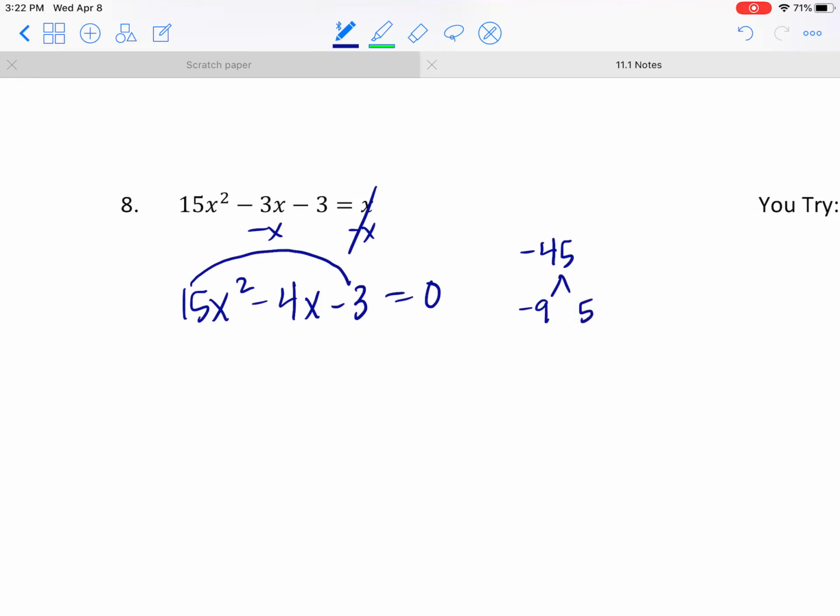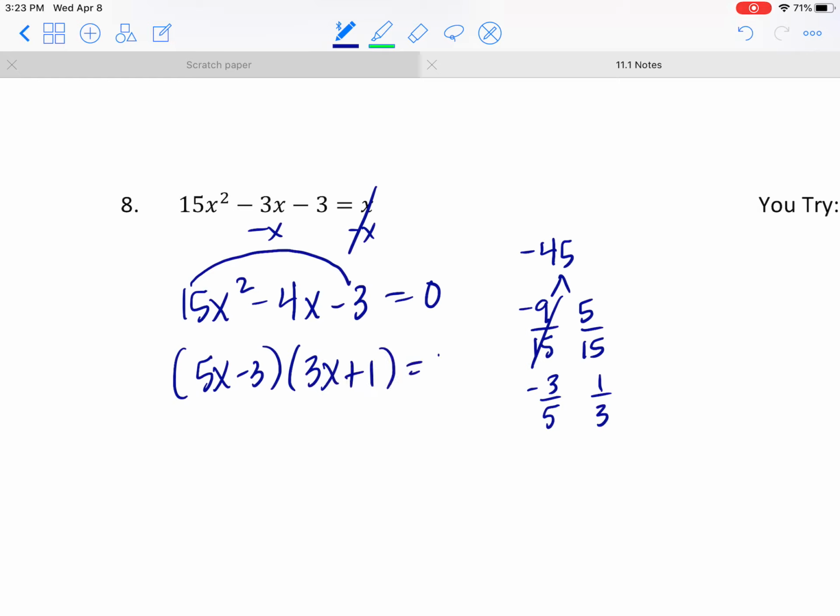Here, we want to make sure we got a 0, so this like term is going to be combined here. We're looking at 15x squared minus 4x minus 3 equals 0. 15 times negative 3 is negative 45. We can use a negative 9, positive 5 to get the 4 in the middle. Dividing by 15, then reducing, we have negative 3/5 here, and then 1/3 here.